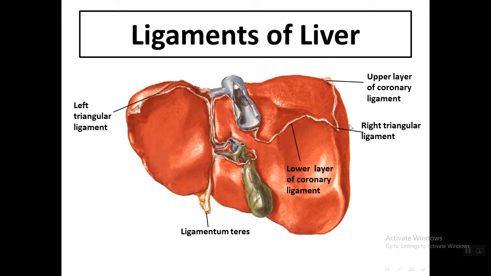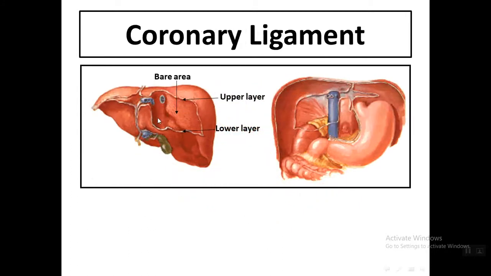This is the posterior view. This is the right triangular ligament, and here we have the left triangular ligament, and the coronary ligament has an upper layer and a lower layer. In between the upper and lower layers of the coronary ligament, we have an area that is devoid of peritoneum, called the bare area of the liver. This is the bare area of the liver that is devoid of peritoneum and is in direct contact with the diaphragm.